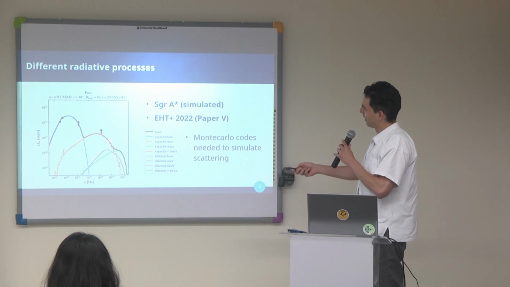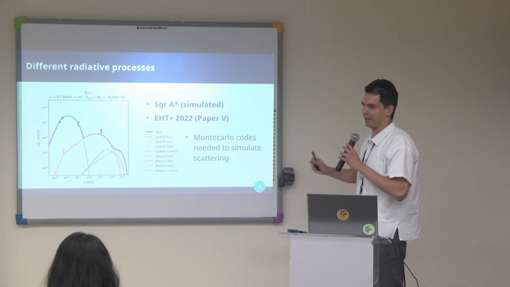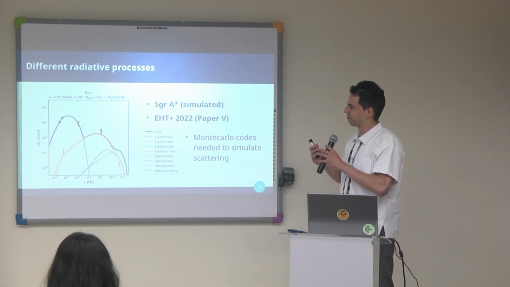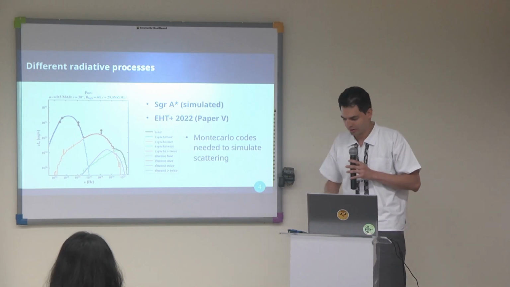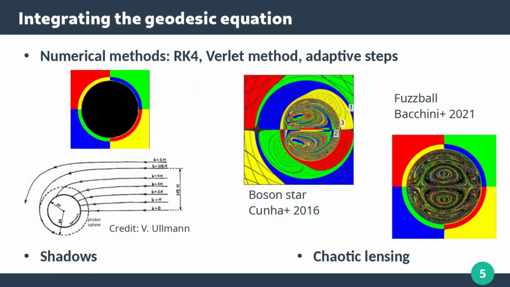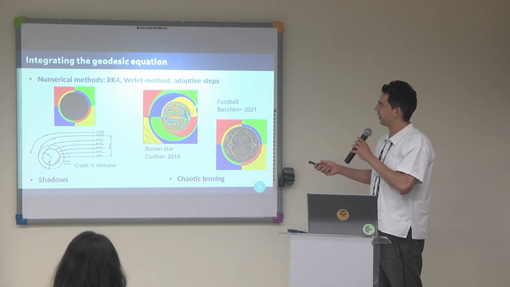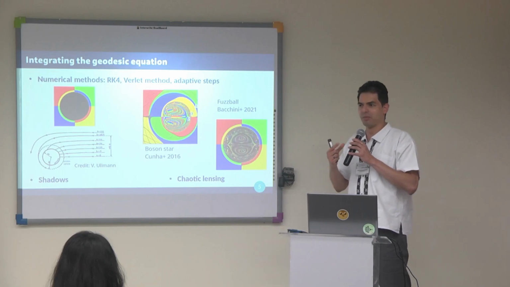However, for images at the observing frequency of the EHT, we only need a traditional or simpler radiative transfer code, so a typical ray tracing code. So, well, for integrating numerically the geodesics, there are several methods. Something that is very popular and also very simple is the Runge-Kutta method of fourth order. However, there are also other methods that are a bit more sophisticated.